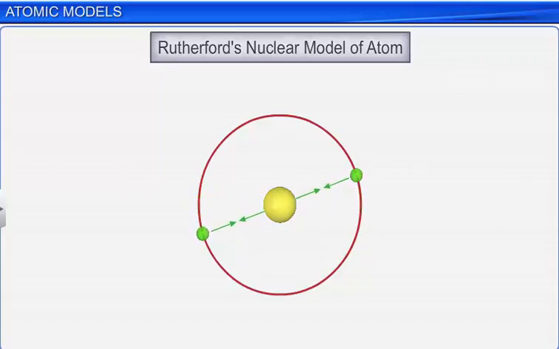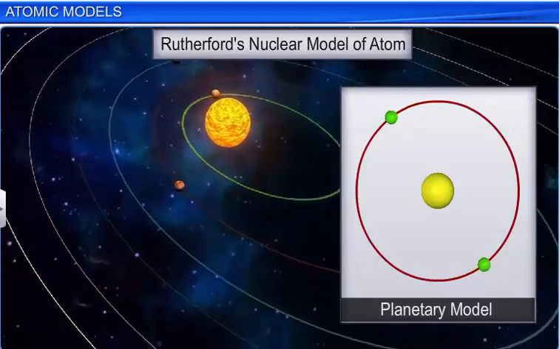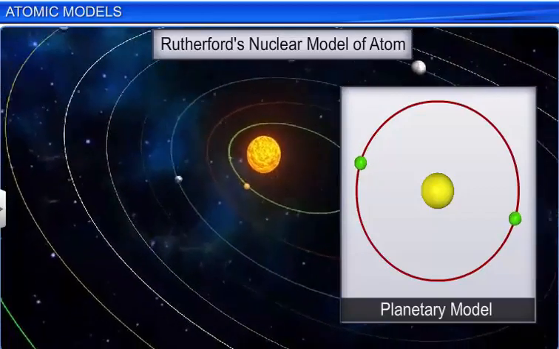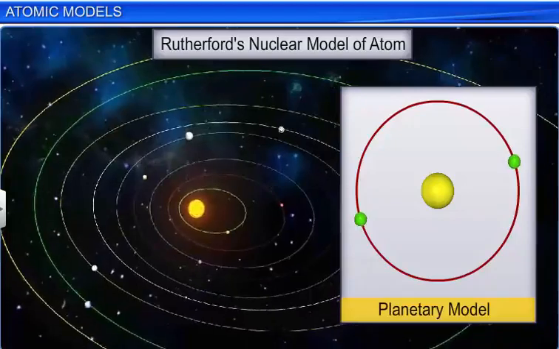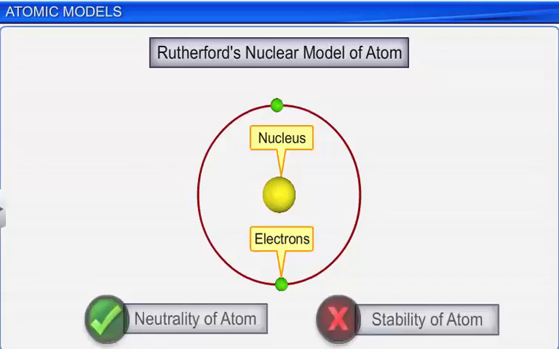As electrons move in circular paths around the nucleus, just like planets revolve around the sun in the solar system, Rutherford's atomic model is also called planetary model. Thus, Rutherford's model could account for the presence of nucleus and electrons outside the nucleus. However, it failed to explain the stability of an atom.